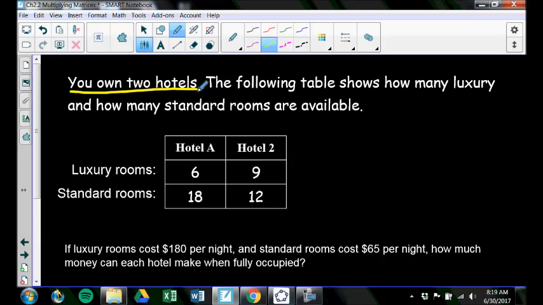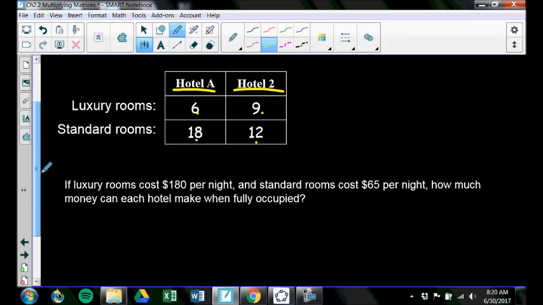And we'll note briefly that you're really bad at naming hotels, because no one's going to go stay at Hotel A or Hotel 2. But anyways, here we go. Hotel A has 6 luxury rooms, 18 standard rooms. Hotel 2 has 9 luxury rooms and 12 standard rooms. These are also really small hotels.